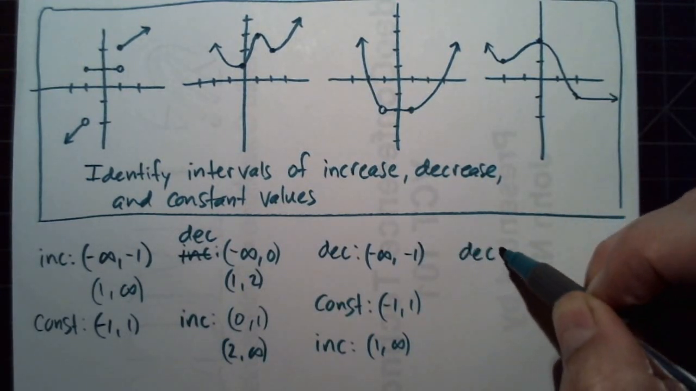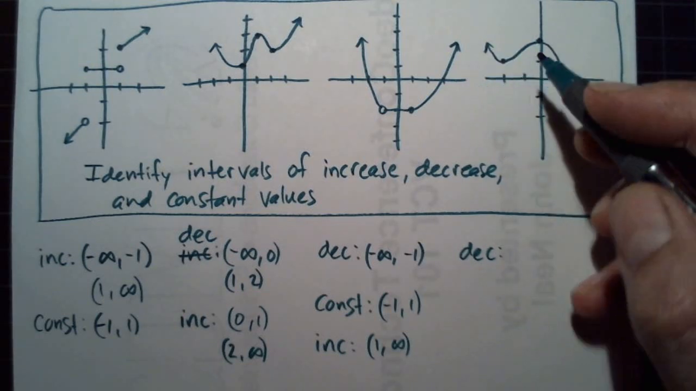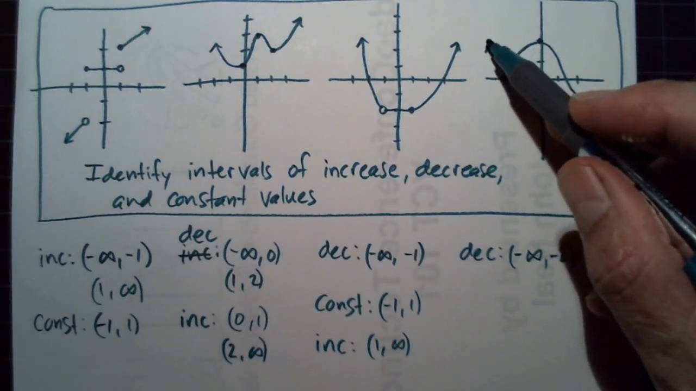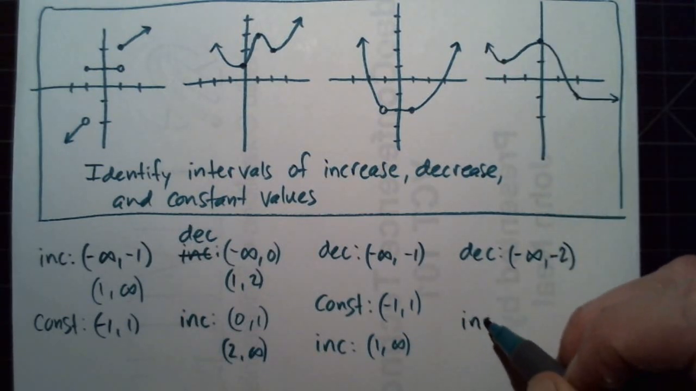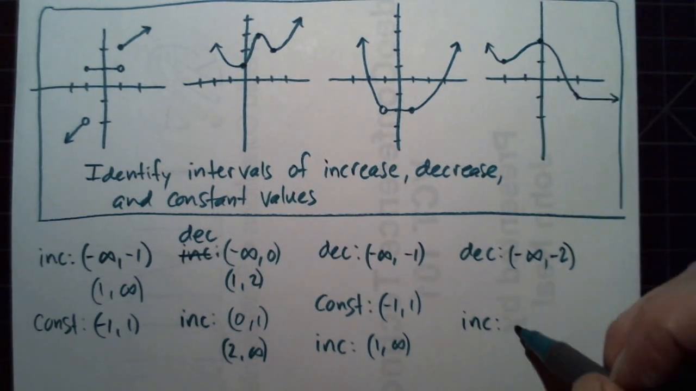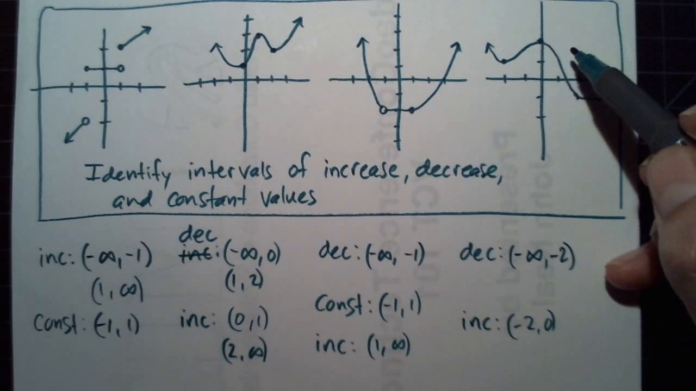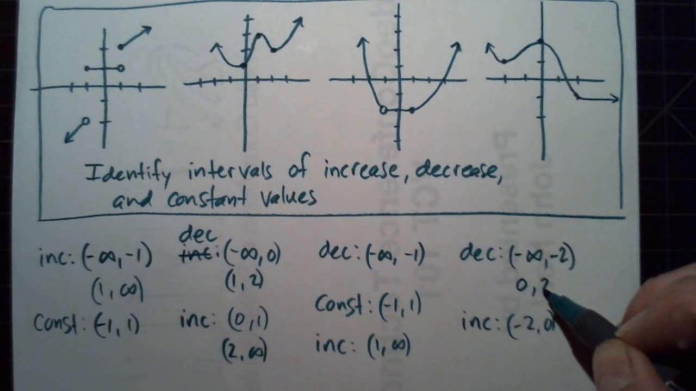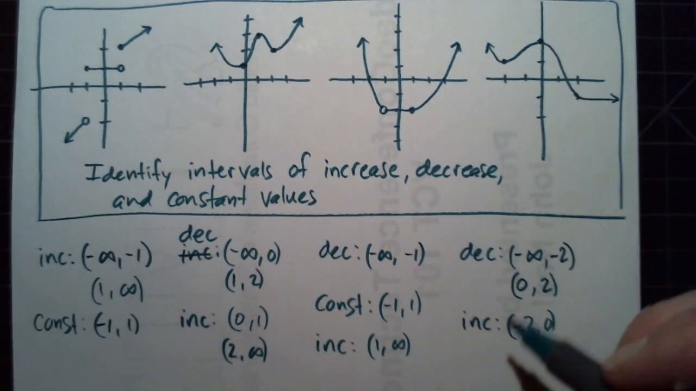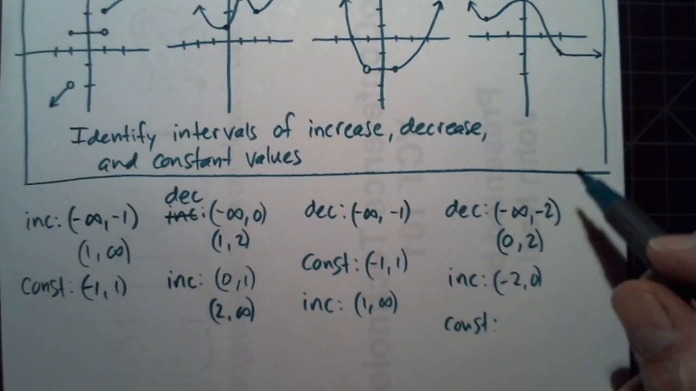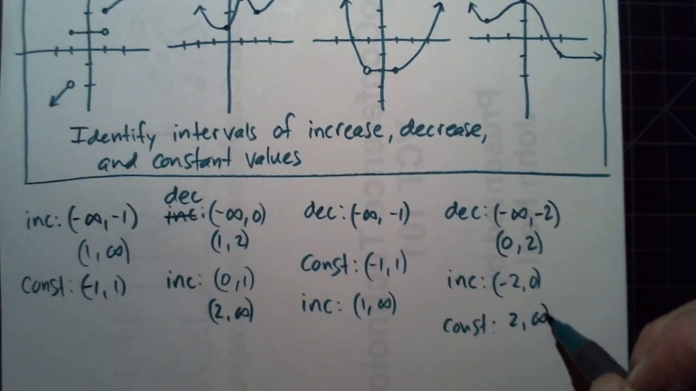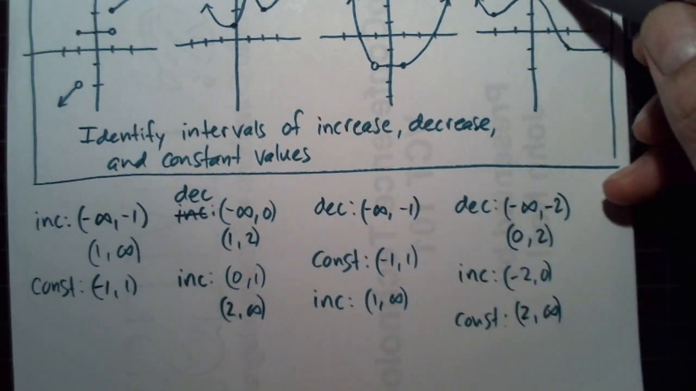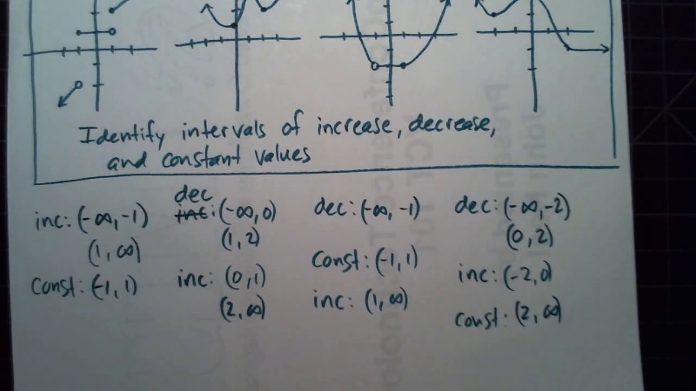Here we'll have decrease from negative infinity to negative 2. Even though the arrow points up, we read it from left to right. It's decreasing and then increasing from negative 2 to 0. And then we go decrease from 0 to 2, and this looks like it's constant from 2 to infinity. So remember, all these intervals are x intervals. We don't look at what the y values are for increase and decrease.